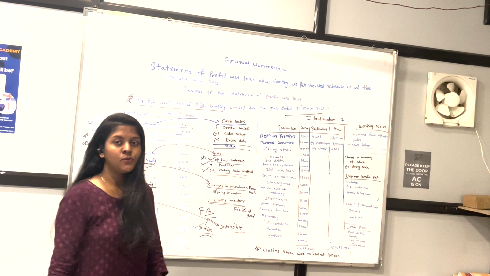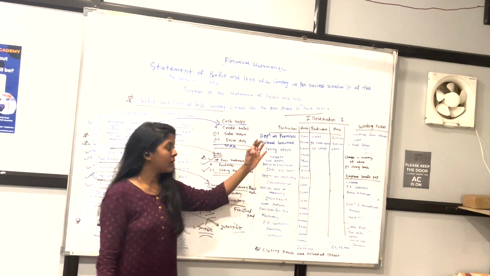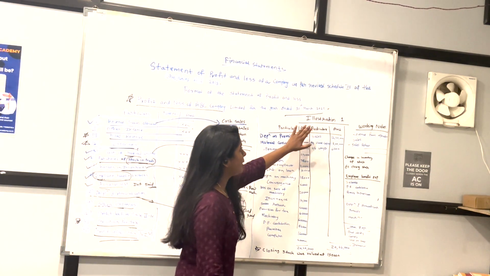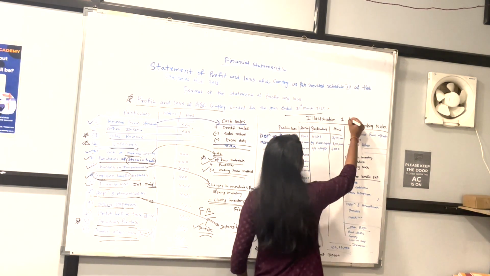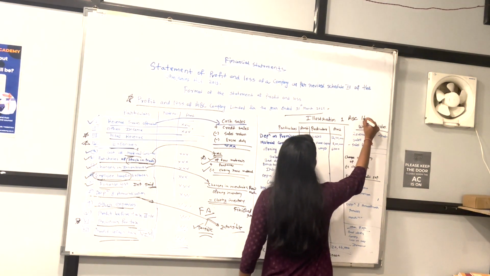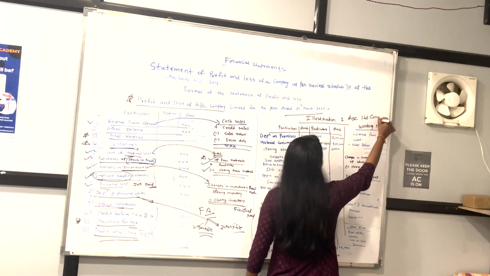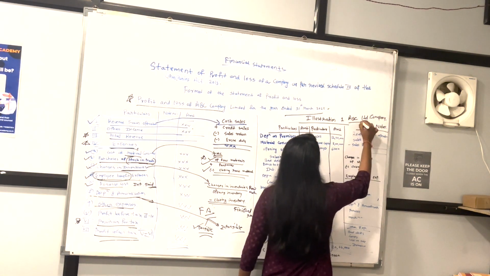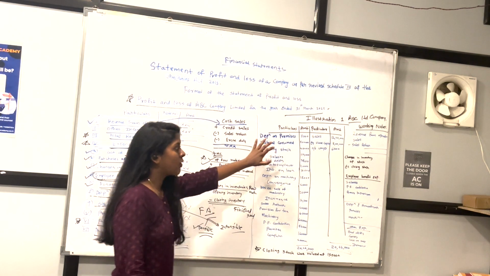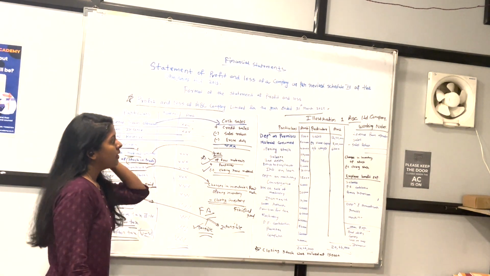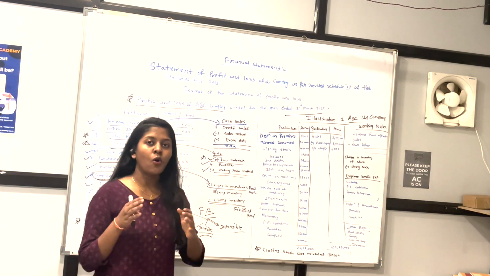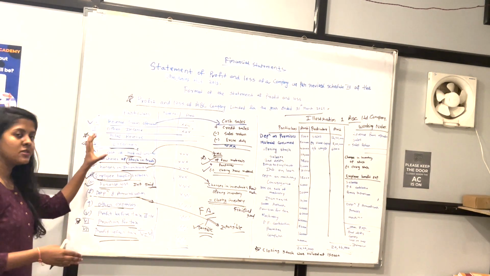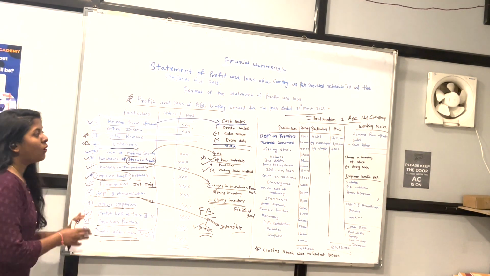Now we'll move to the illustration. This is illustration 1 of ABC Limited company. So now, what is given? First you have to mark all the items, since we have to put this in the format.